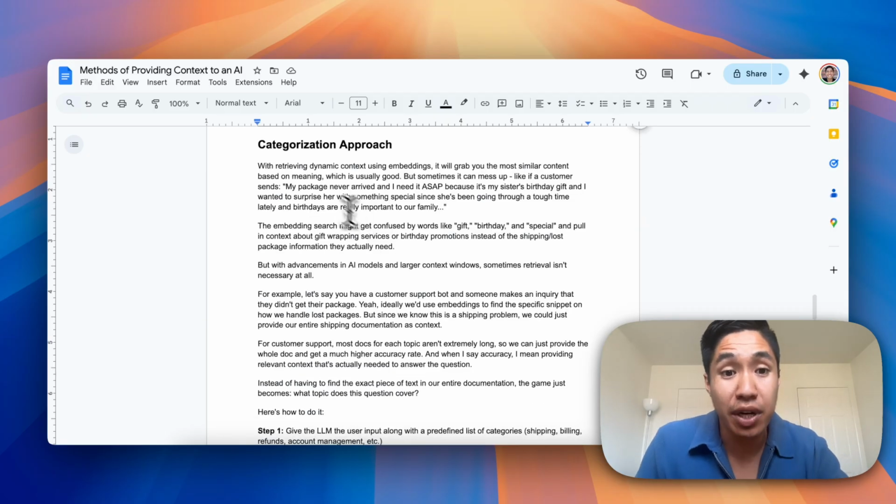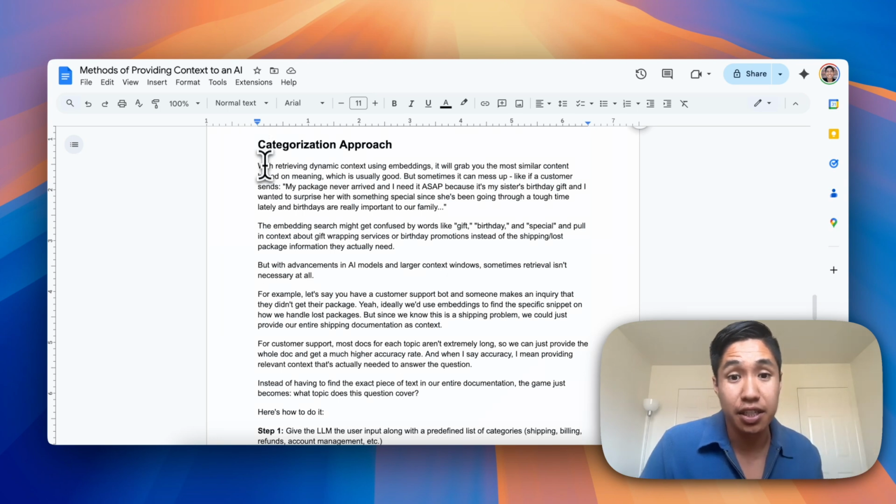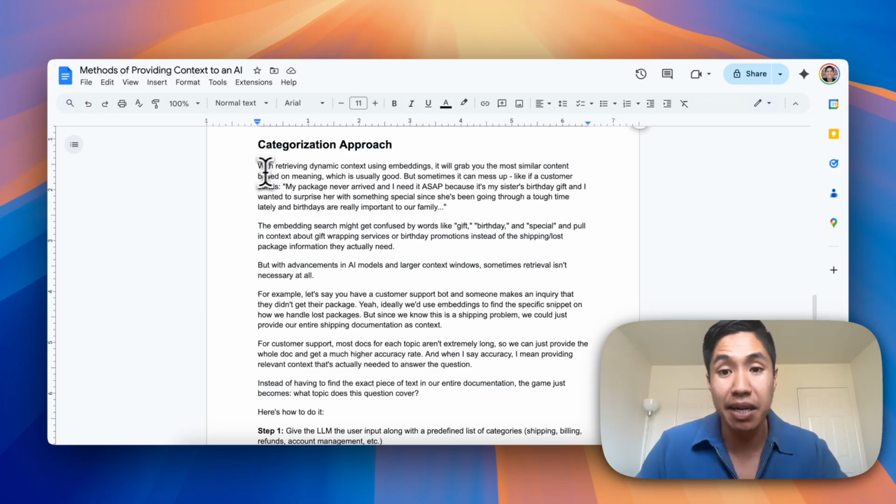The next method we're going to talk about now is categorization. With retrieving dynamic context using embeddings, it will grab the most similar content based on the meaning, which is usually good for the most part. But sometimes it can mess up.